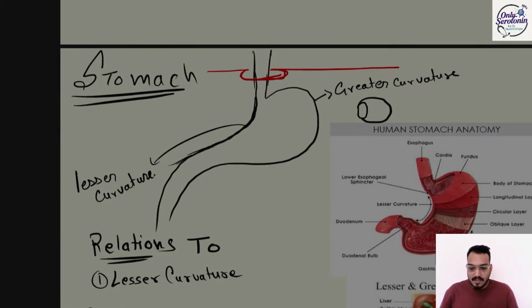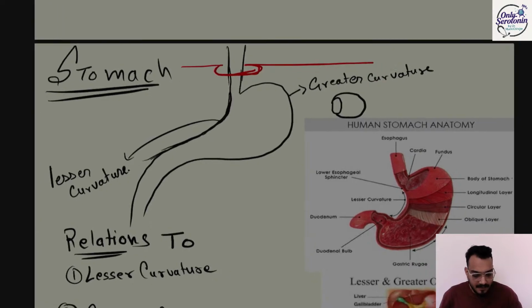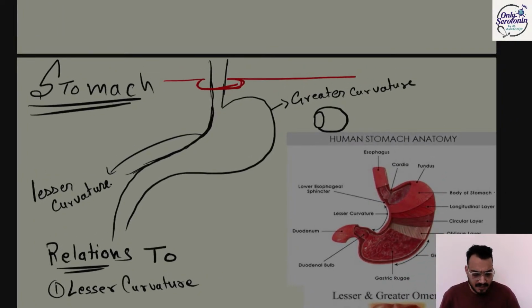The greater curvature and the lesser curvature. I am having these two curvatures. On these curvatures, what am I going to have? On these curvatures, I am going to have one fatty layer, right?